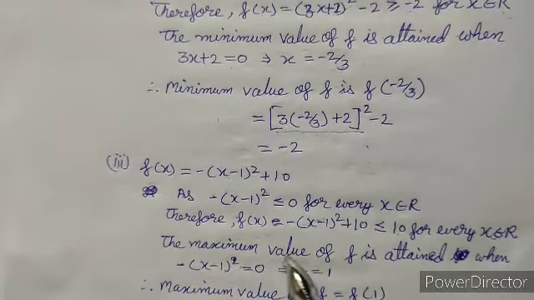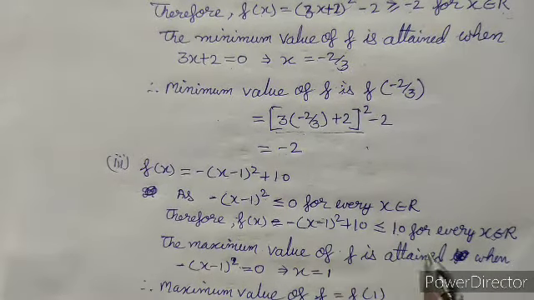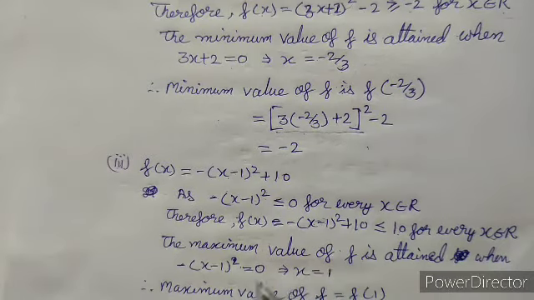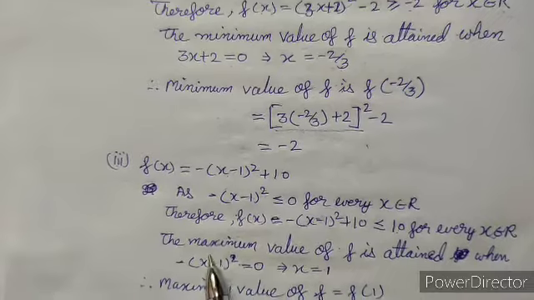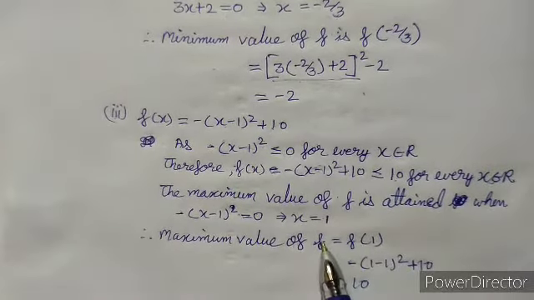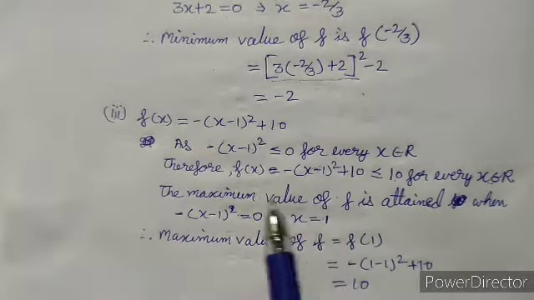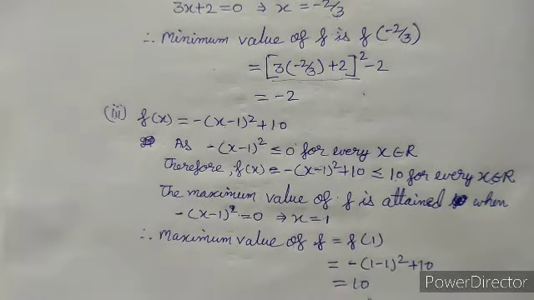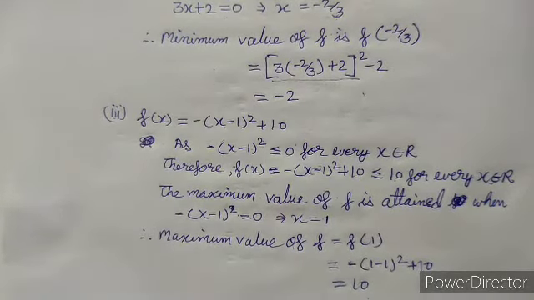Now the maximum value of f is attained when this (x minus 1) whole square is equal to 0, or we can say x equal to 1. That means the maximum value of f will be equal to f(1), and that will be minus 0 square plus 10, and that is equal to 10.